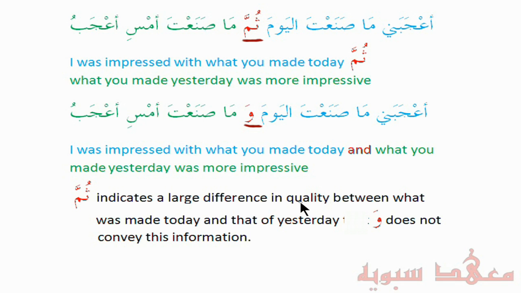But based on the context of this sentence, it's what impressed the boss. So it could be the quality of the work, of what he made. It could be the quantity. It's not mentioned specifically. So it could indicate a number of things. But the important thing to note is that it's talking about what impressed the boss. And by putting the word Thumma, this indicates the great difference between how impressed the boss was with the worker today as opposed to yesterday. Yesterday he was much more impressed. And what would indicate that is the particle Thumma.